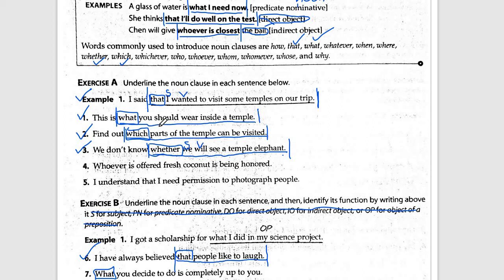Same thing goes up here. We've got parts, that's something, right? And it gets to be visited. It can be visited. So we got subject, verb there. Indicator word, you should wear. So we got indicator word, subject, verb. Indicator word, subject, verb. I wanted.